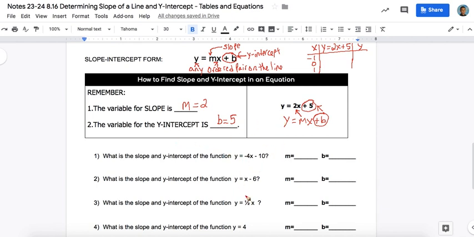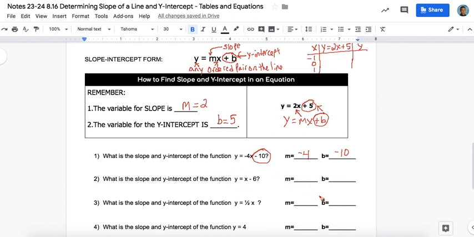Okay, so let's check these examples out. What is the slope and y-intercept of the function y equals negative 4x minus 10? So our slope is the number in front of the x, so we're going to say that that is negative 4. And the ending here is minus 10, so that means it would cross the y-axis at negative 10.